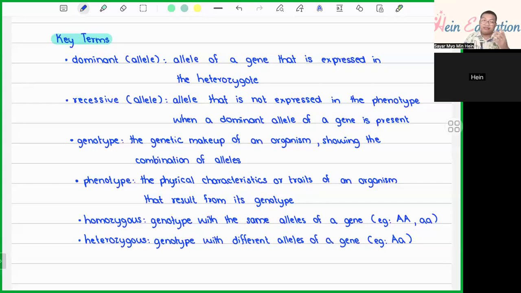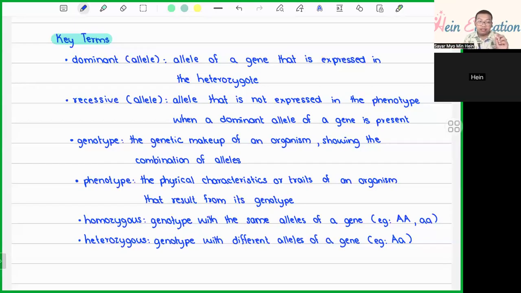And genotype, let's say very simple. Genotype is the genetic makeup, or the gene character of an organism, which shows the combination of alleles, and which I will demonstrate later. And phenotype. So genotype is the gene's character. Phenotype, let's put it in a simple way, is the physical feature or physical characteristic, or physical traits of an organism that result from its genotype. So of course, they depend on each other, right? Due to the genotype available, the physical features will appear. So that would be the phenotype.